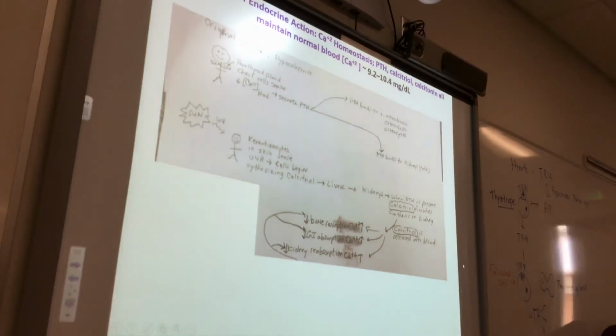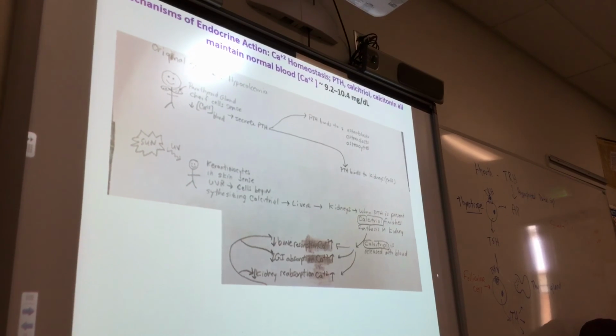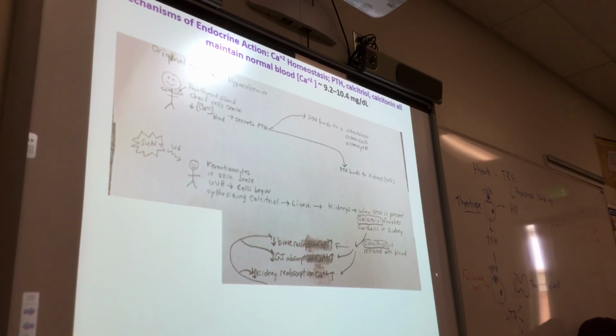And then also you can go to the kidney, and calcitriol will say hold on, reabsorb calcium. Reabsorb calcium back into the blood, and don't let calcium be urinated out in the urine. So that's the hypocalcemic story.